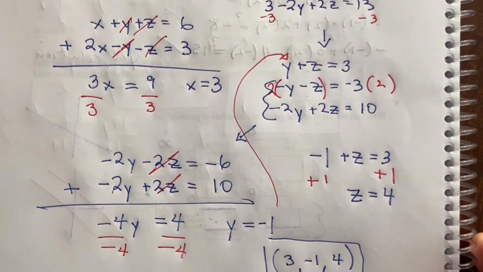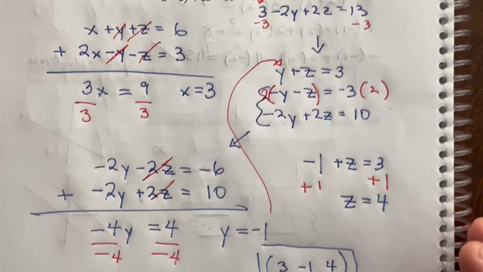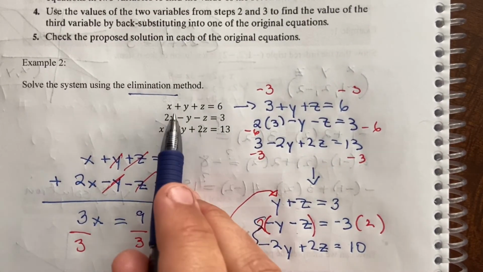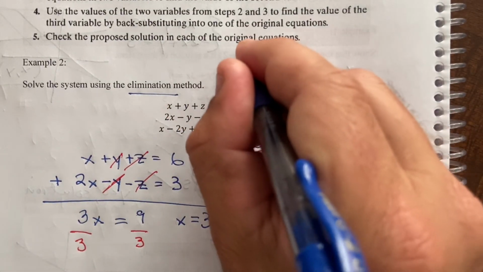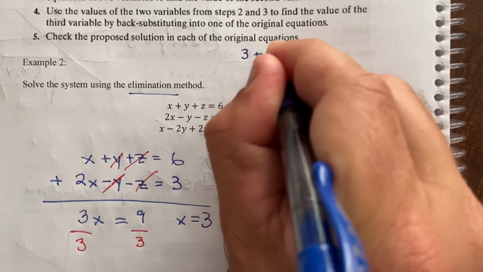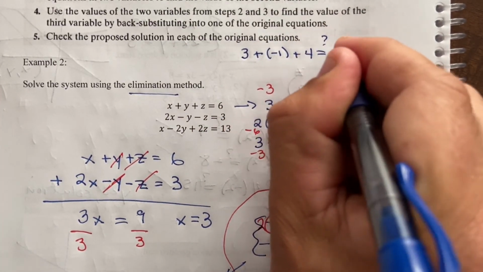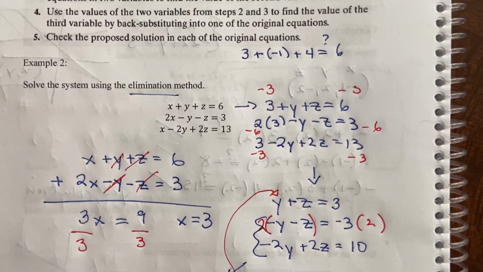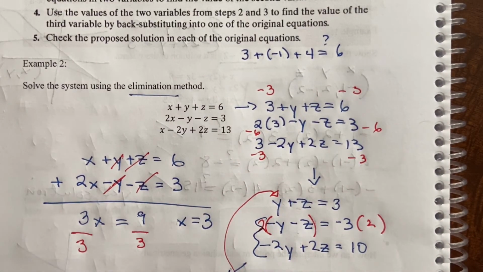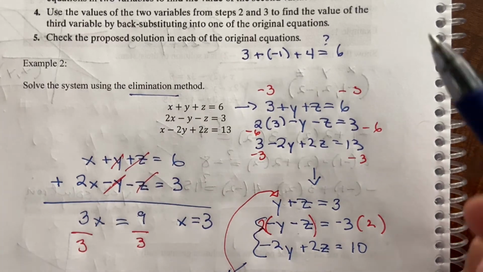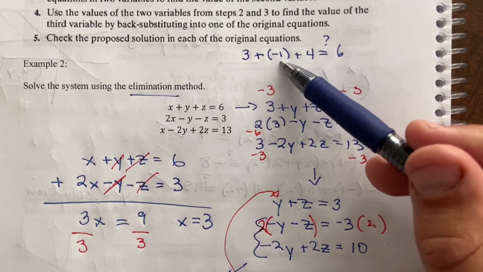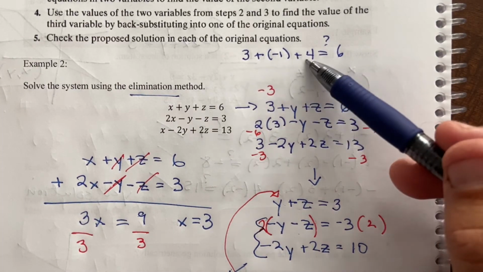Let's check that. So 3, negative 1, and 4. So for the first one we'd have 3 plus negative 1 plus 4. Is that equal to 6? If this is true, I leave it to you to check the rest of them. So 3 plus negative 1 is 2. 2 plus 4 is 6.